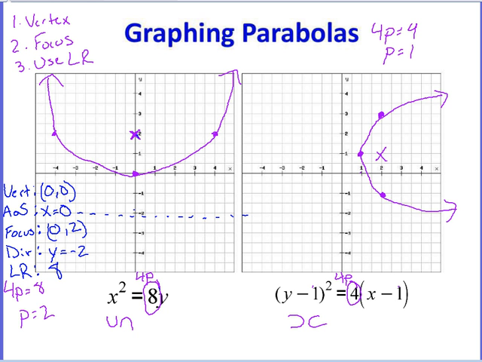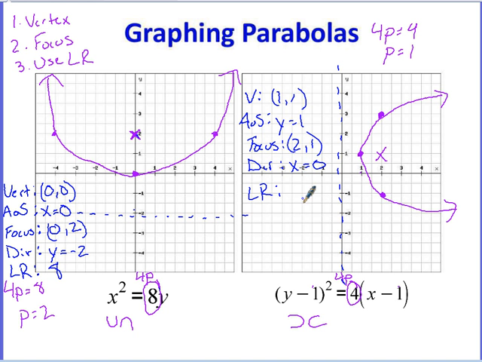Again, let's go through and list out all of these things. So the vertex is right here at 1, 1. The axis of symmetry, remember, is a line through the middle, so in this case it's horizontal, so y equals 1. Focus is this point, so it's at 2, 1. Directrix I need to draw, so I went right 1 for the focus, so I'm going to go left 1 for the directrix. So that line right there would be x equals 0, and then the length of the latus rectum is 4.